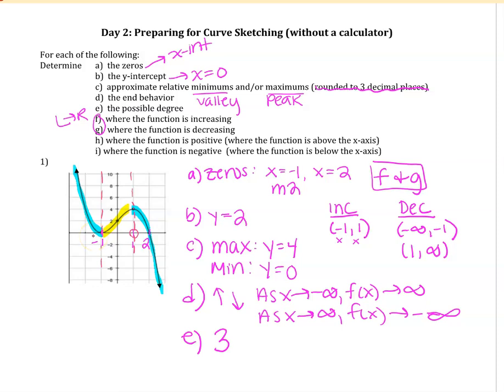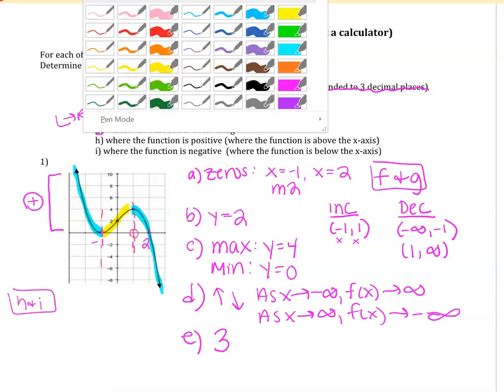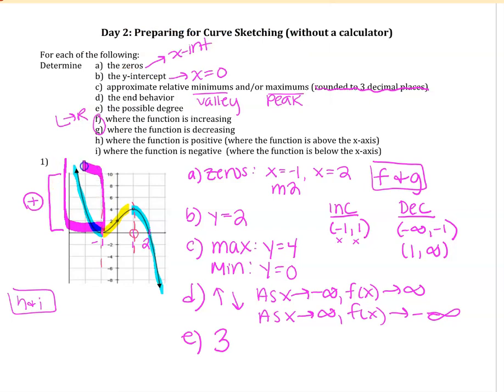Now, lastly, what we have to talk about is positive and negative. So I'll do that over here. H and I. Now, positive is any time it's above the x-axis. So I technically see two chunks of the graph that are considered positive. The first chunk is right here. So if I were to describe that as an interval, that's from negative infinity to negative 1. Now our second place where it's positive is right next to it. So again, x values only, that looks like it's negative 1 to 2.